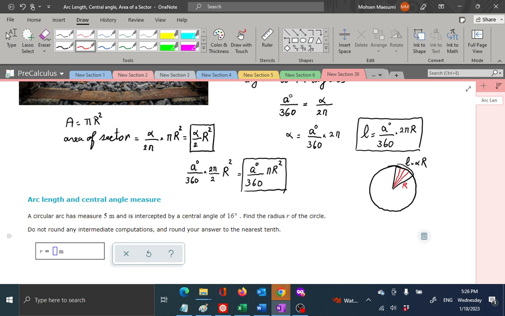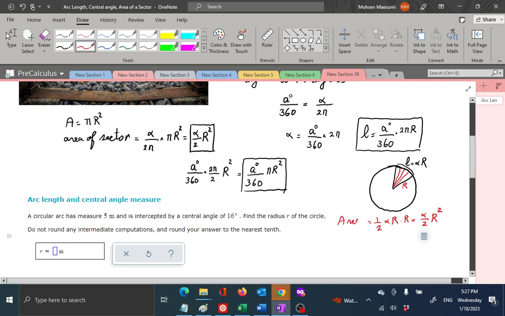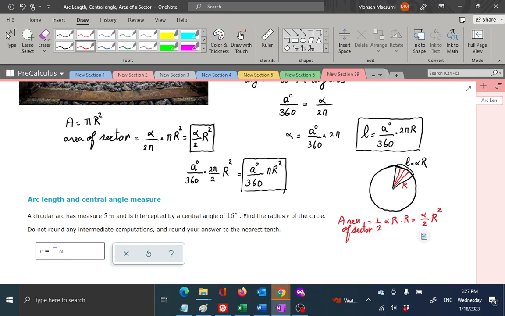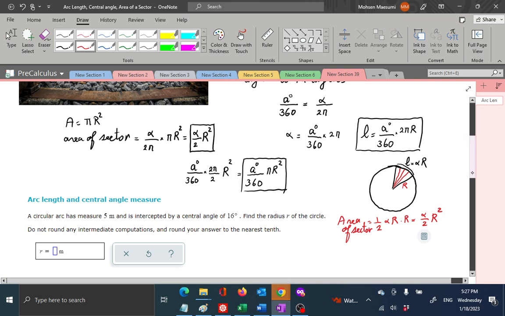Well, what is the formula for the area of a triangle? Half the base times height. So 1/2, the base is alpha r, height is r. You simplify it, becomes alpha over 2 r squared. So here is the area of the sector. Second derivation of our formula.